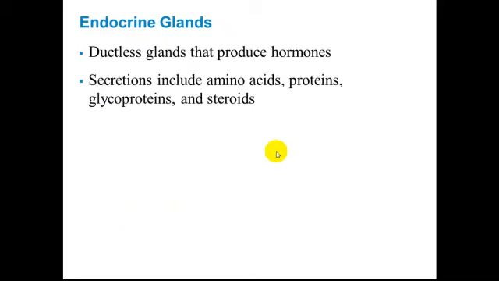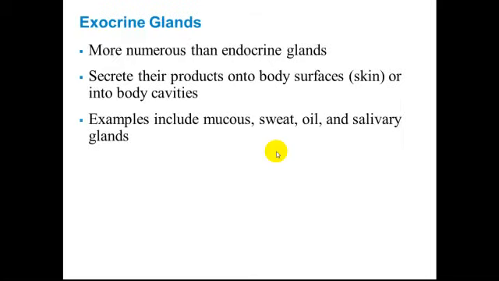Please remember that with the endocrine glands, there will be no ducts involved. We will not be spending much time looking at those right now. We will instead focus on the exocrine glands. Examples of these would be the mucus glands that line our respiratory tract, the sweat glands in our skin, oil glands or sebaceous glands in our skin, and salivary glands within our mouth.